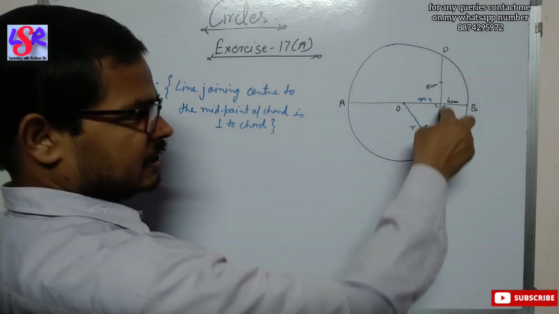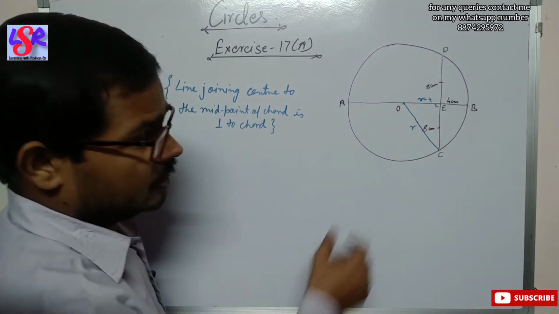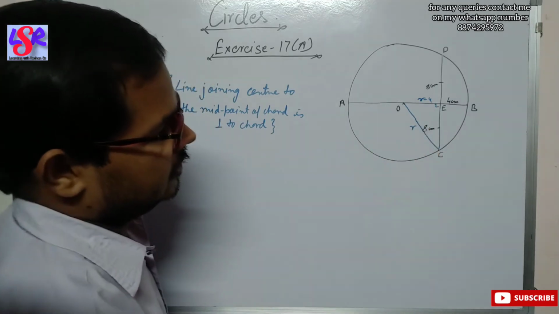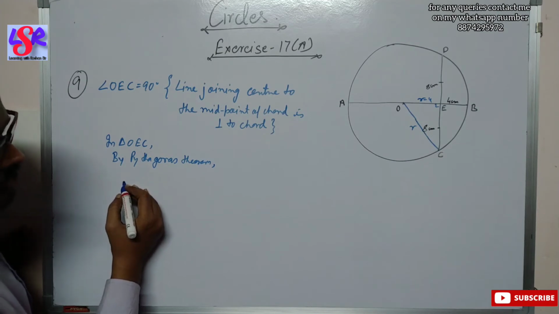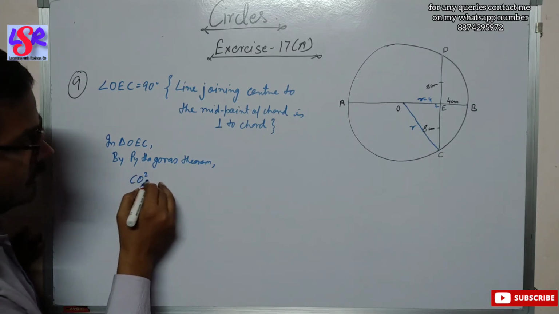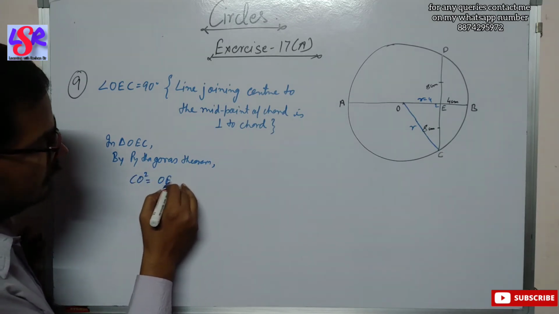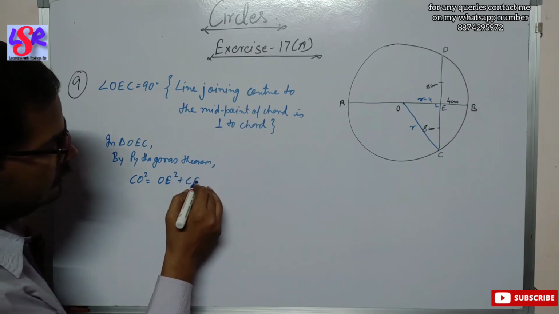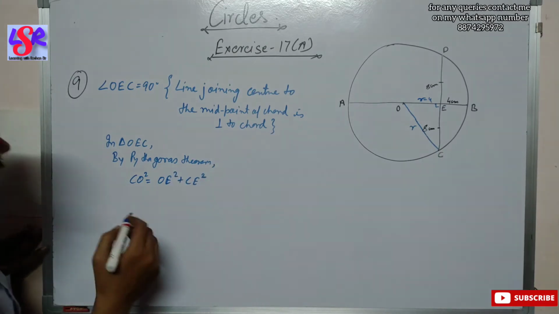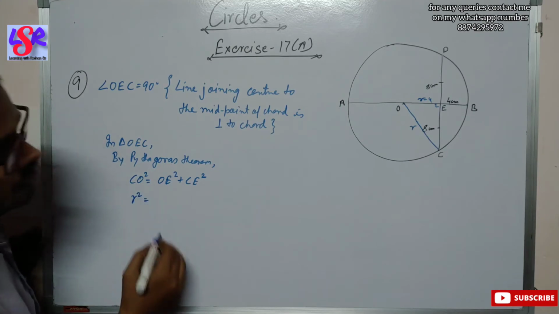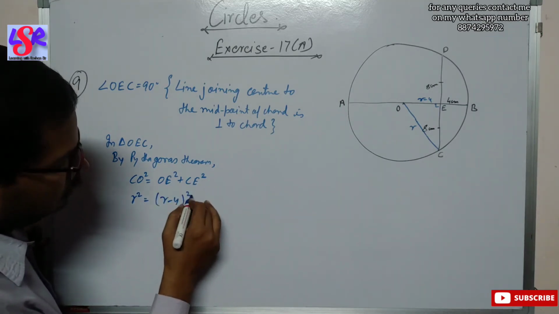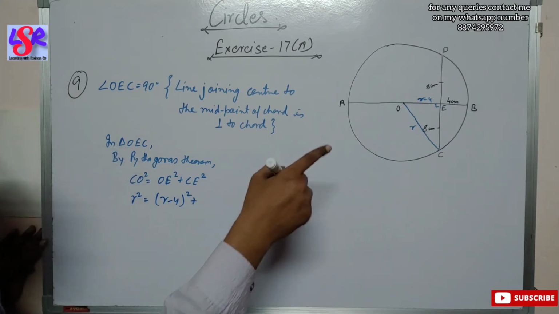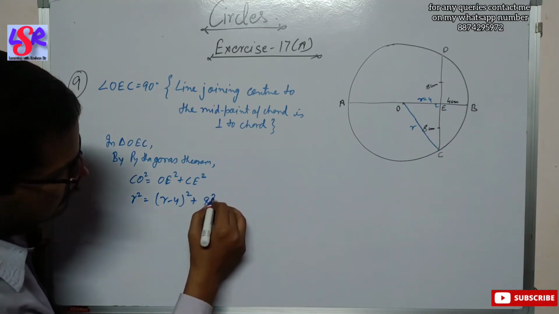Now we are having this triangle as a right angled triangle, and now we can apply the Pythagoras theorem in triangle OEC. So in triangle OEC by Pythagoras theorem we have CO square equals OE square plus CE square. CO we are having R, so R square equals OE, we are having (R minus 4) whole square, plus CE we are being given 8 square.